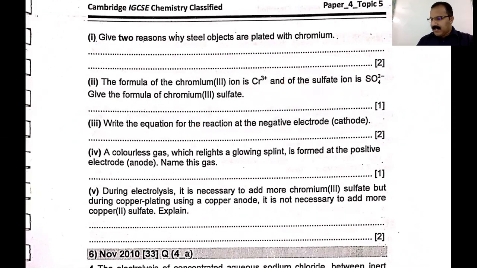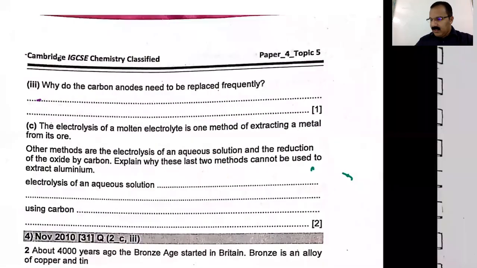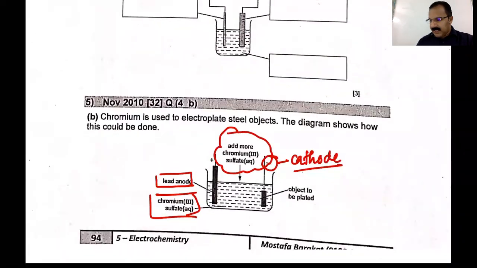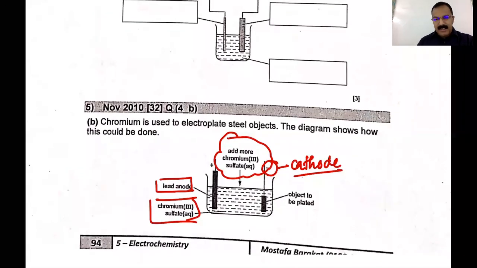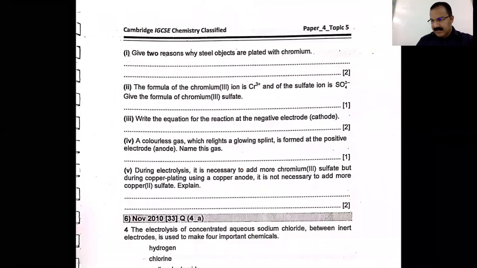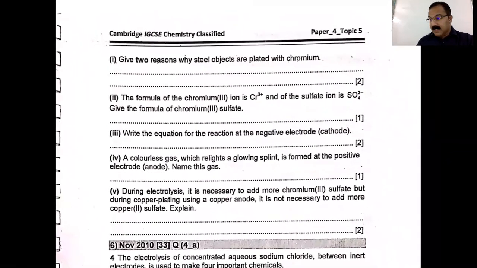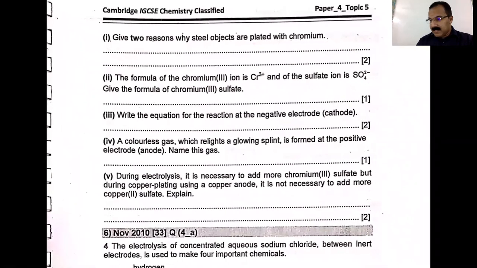Write the equation for the reaction at the negative electrode. They are referring to this reaction, that is plating. When a metal object is plated with another metal, it's always that metal is getting deposited at the cathode. So they already said chromium is Cr3+. So it will be getting enough number of electrons to become chromium. How many electrons? It should be 3. How do you know? 3+ means it has to be 3 electrons, so chromium. So the equation would be reduction of chromium ions.